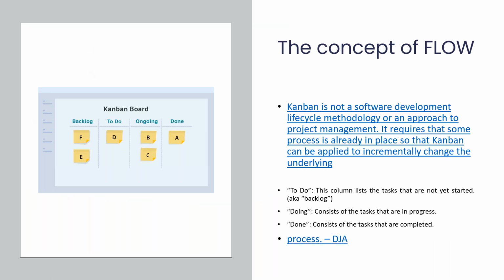Here is also a board, and here you can understand better, right? It is a simple backlog, to do, ongoing, done. So what is a backlog? The complete list. To do is what we need to do, then the ongoing things, and then the completed ones.